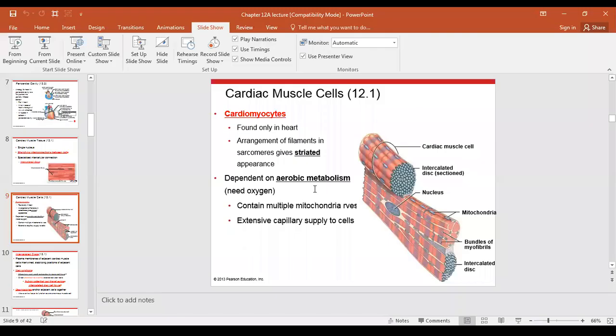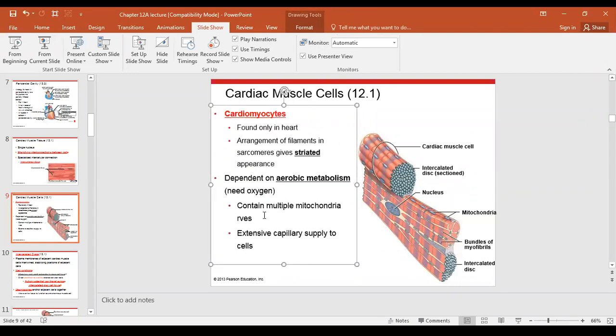Looks like my slide's a little messed up here. It's missing. There it is. I don't know what that is.